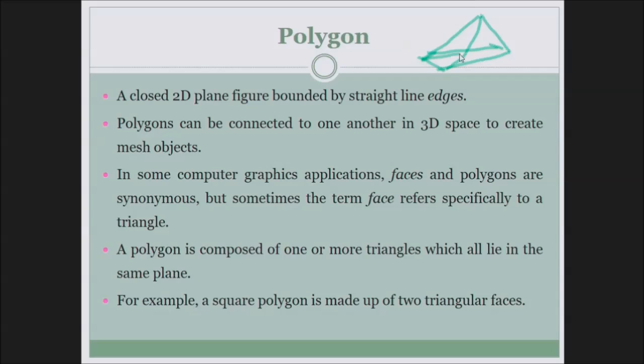So this is a polygon. Polygons can be connected to one another in a 3D space to create mesh objects, and in some computer graphics applications, these faces and polygons are synonyms. But sometimes the term face refers specifically to a triangle only. So a polygon is composed of one or more triangles which all lie in the same plane. For instance, a square polygon is made up of two triangular faces.